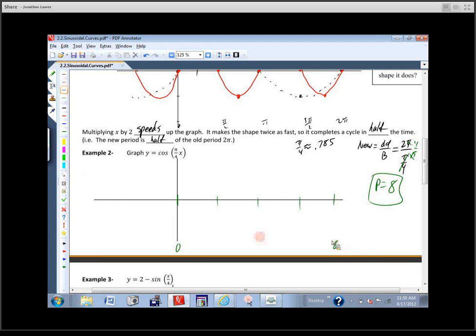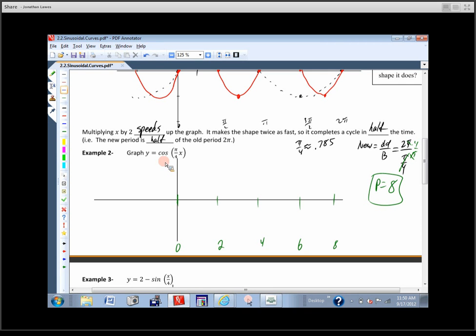8. Where is this? 4, 2 and 6. Well, that's pretty nice. Now, did we do anything else? Did we do an amplitude change? Did we vertically stretch or shrink? Do we have a phase shift, a horizontal shift, or anything like that? Nope. The only thing we did with this was we changed the period.